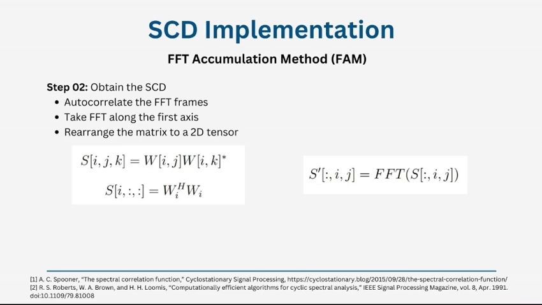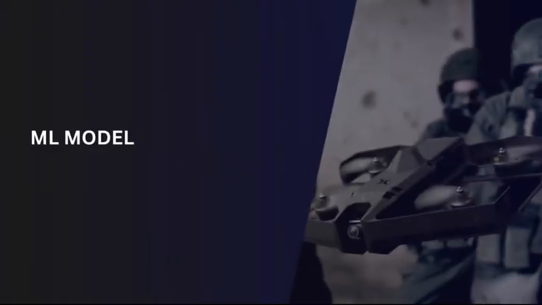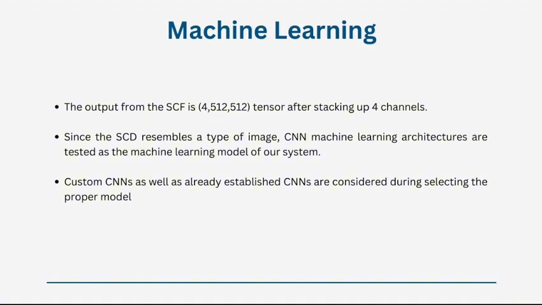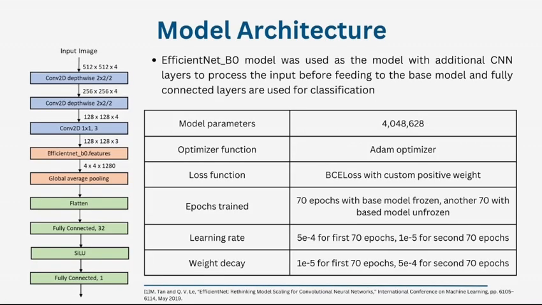A comprehensive guide on how to implement spectral correlation function is available on the reference links shown in the slide. With the processed signal as the input, a machine learning model is trained to detect the presence of drones. Since the spectral correlation density of the input resembles an image, we are using a convolutional neural network as our detector. Specifically, we are using a state-of-the-art EfficientNet B0 model as the backbone of the neural network. A set of additional layers are used before and after the EfficientNet feature extractor to alter the network according to our needs. Further implementation and training details are displayed in the slide.